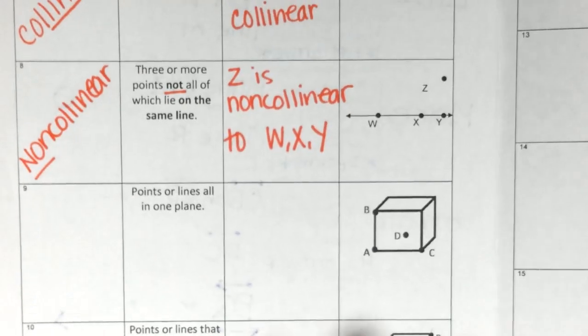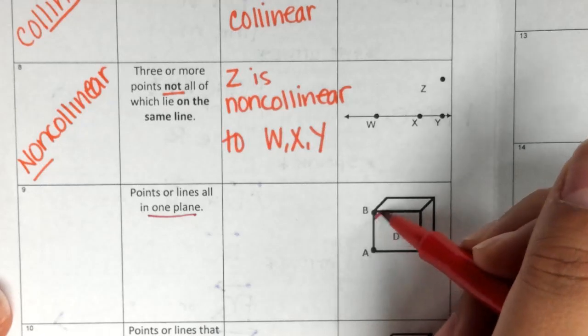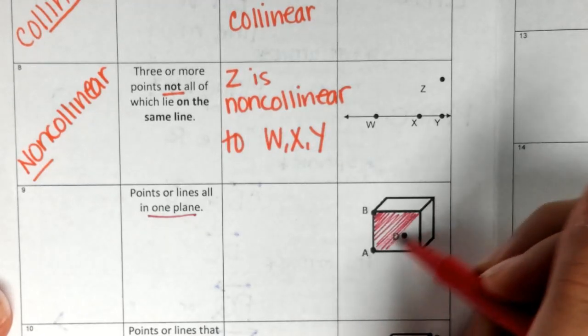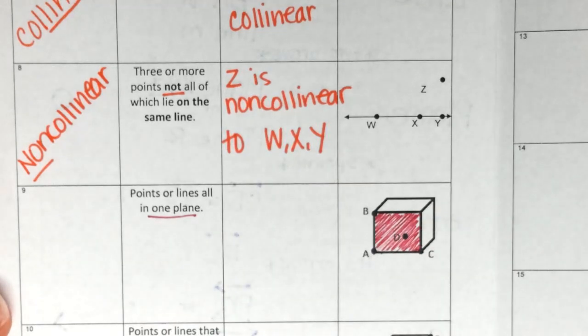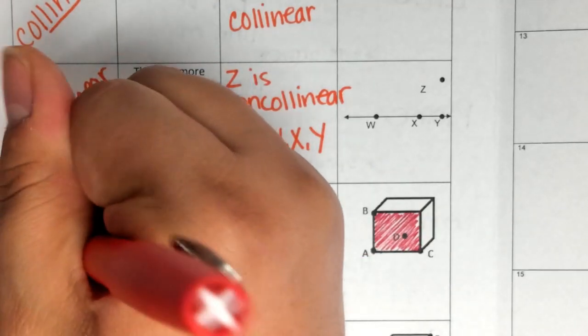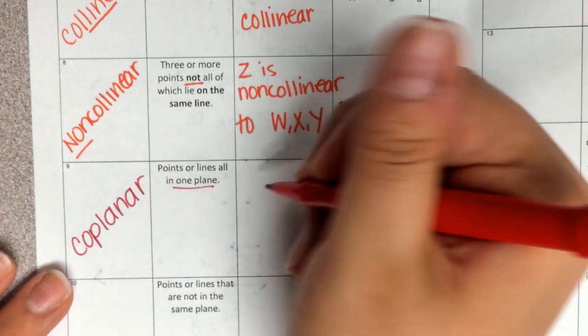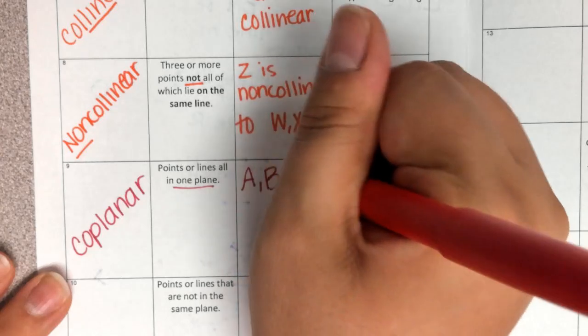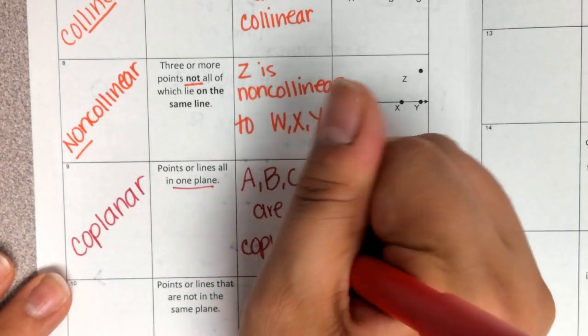Points that lie in one plane. Remember, a plane is a flat surface. Can y'all do me a favor with your pencil? Can you kind of shade this plane right here? Because that's the one we're talking about. Guess what it's called when points are on the same plane? Coplanar. So you would say A, B, C, and D are coplanar.